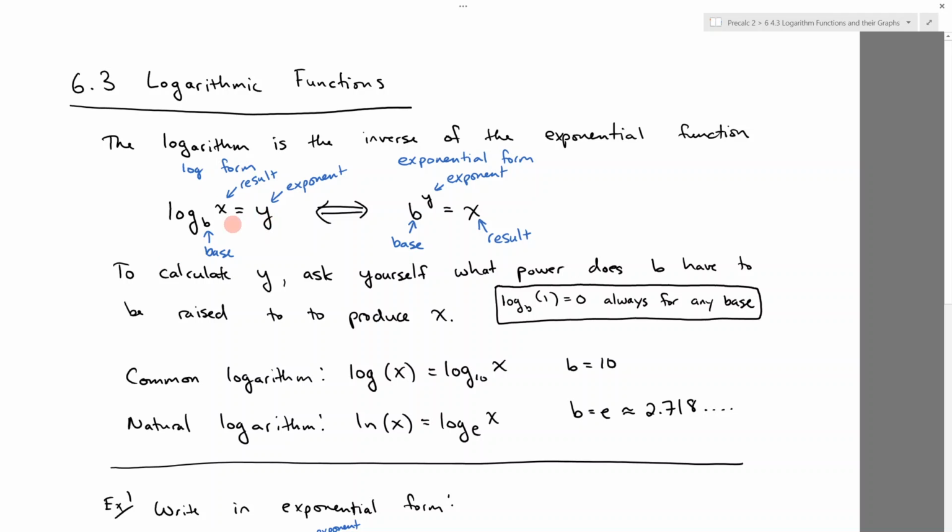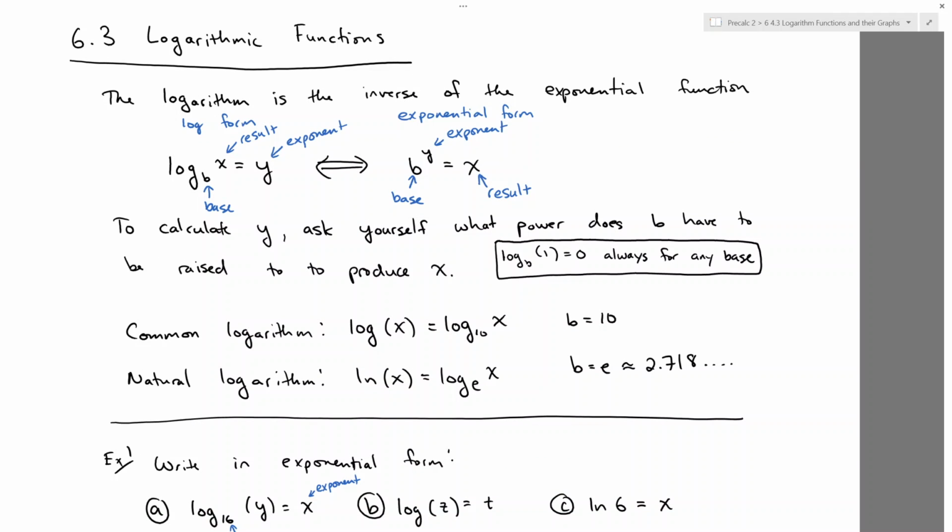Typically, if we want to calculate a log and get y, you should ask yourself, what power does b have to be raised to obtain x? For example, if I want to calculate log base b of 1, what power do I have to raise b to obtain 1? The rule is that anything to the 0 power is equal to 1. So no matter what the base is, the log of 1 is always equal to 0.